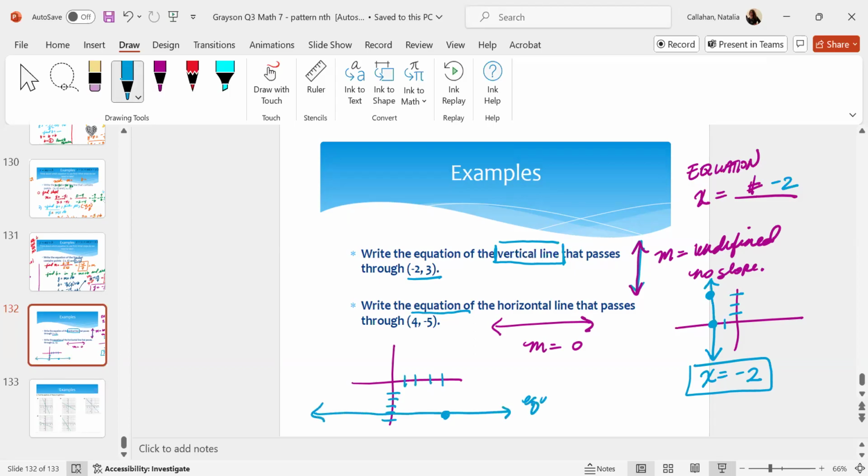So then when you look for the equation of the line, know that this is always going to be y equals something, right? Your equation is y equals something. And if you look at it, it's y equals -5. Do you see that? Got it?